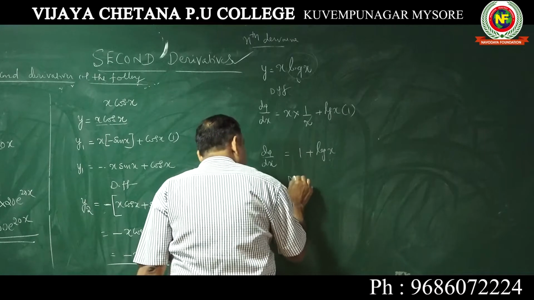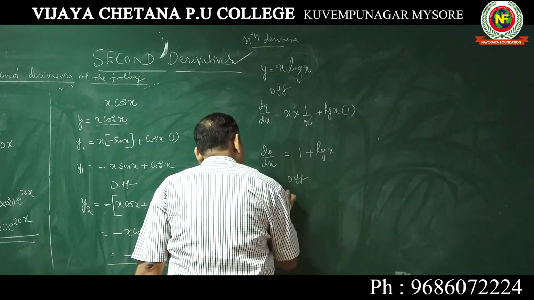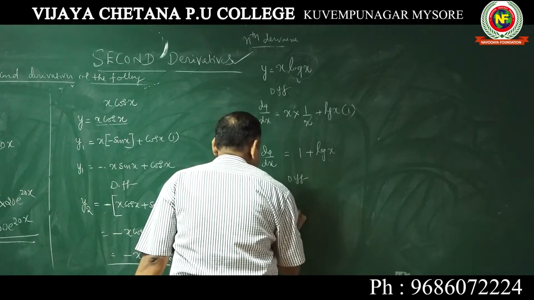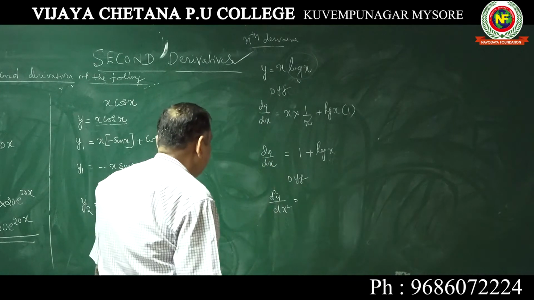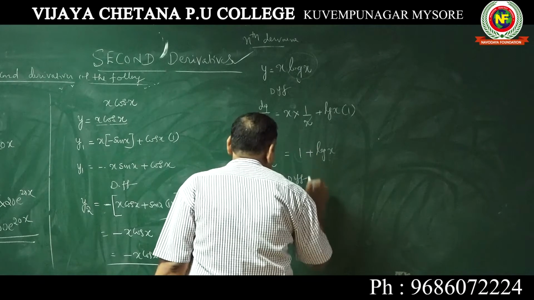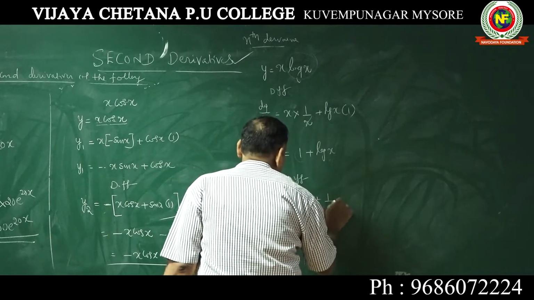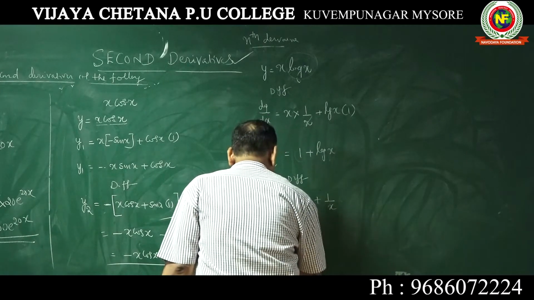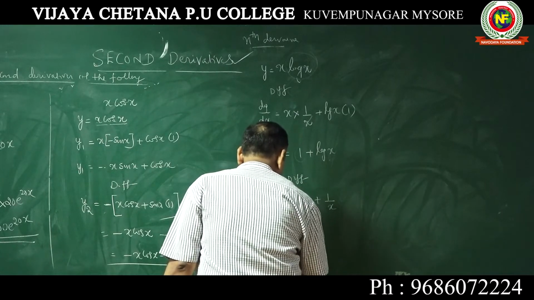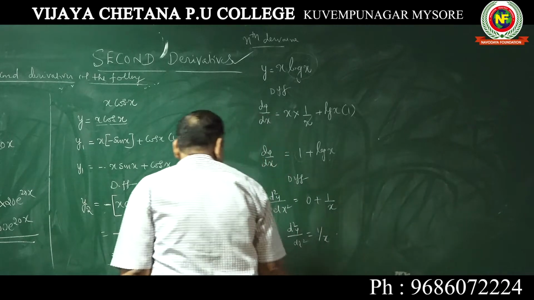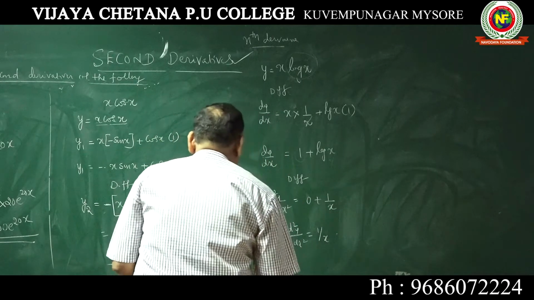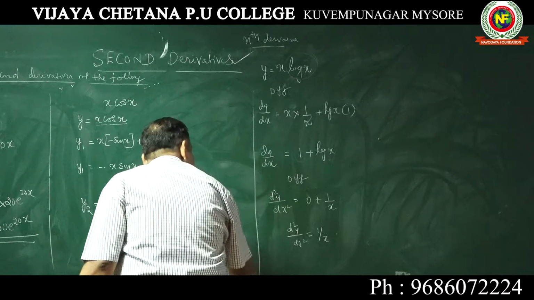Now further differentiate, d square y over dx square. When you further differentiate, the constant is 0 plus 1 by x. So the second derivative of the function is 1 by x. Understood? Log x differentiation is 1 by x, and this is the answer.